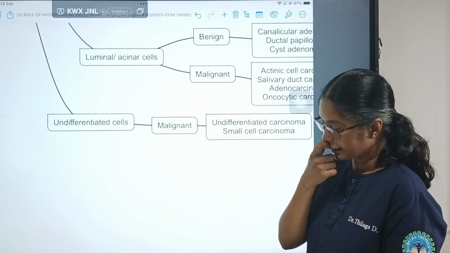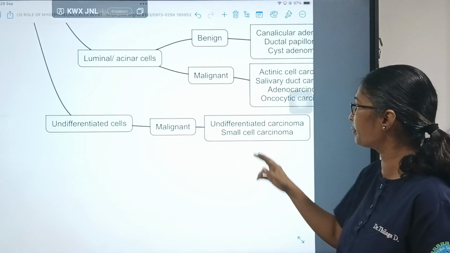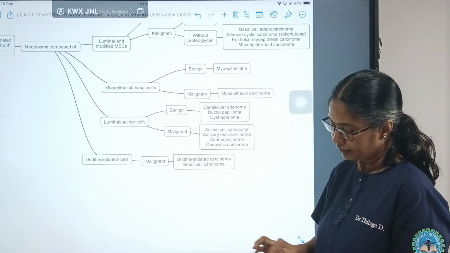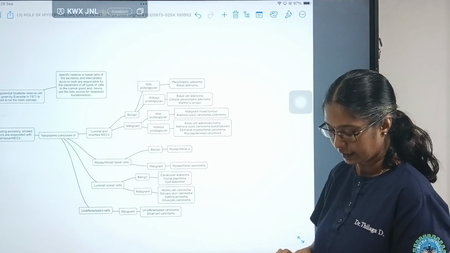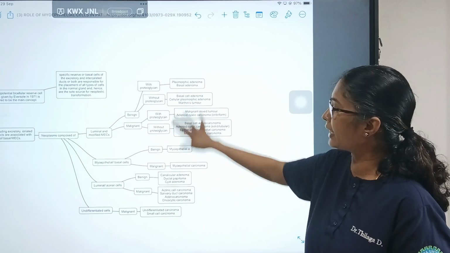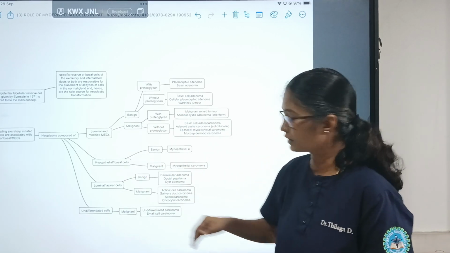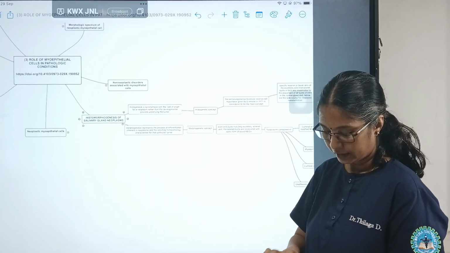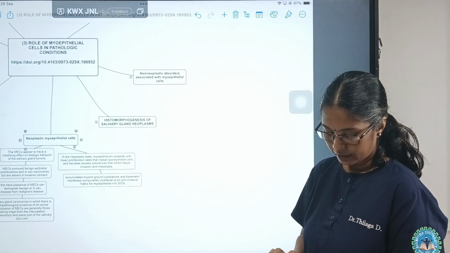The undifferentiated cells have only the malignant version, which is the undifferentiated carcinoma or small cell carcinoma. We will be seeing all these carcinoma types in future seminars. But the basic classification of the neoplasms is based on the cell types which are involved here. That is the histomorphogenesis of salivary gland neoplasms.